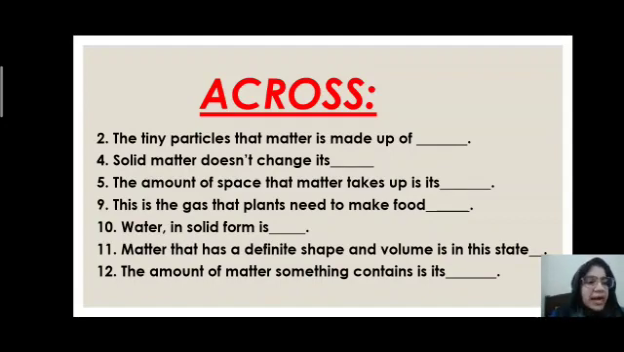Write down the name of that state. Then the next blank, the amount of matter something contains is it. For example, if I have sugar and I have 15 gram of sugar, so 15 gram is the matter of sugar. What is 15 gram? You have to write down that property of matter, the name of that property. So these are the blanks for across.